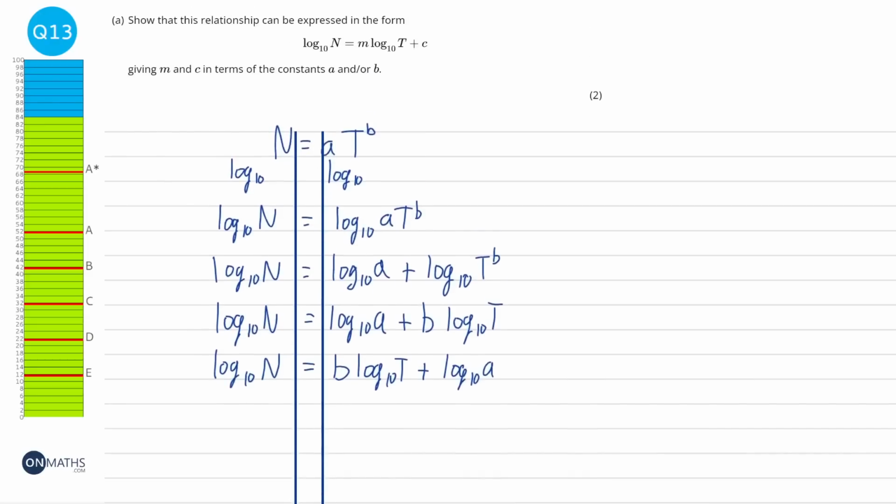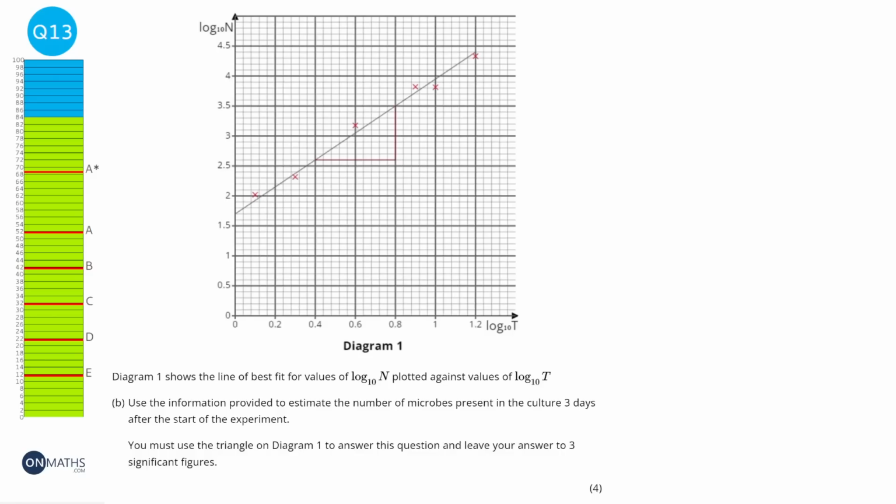So looking at what we're asked to find, the m is the bit before the log 10 t, so the m would be b, and the c at the end is the bit that we're just adding on, so c will be log 10 a. So in order to estimate the number of microbes after 3 days, we've got to first of all find the equation for this line.